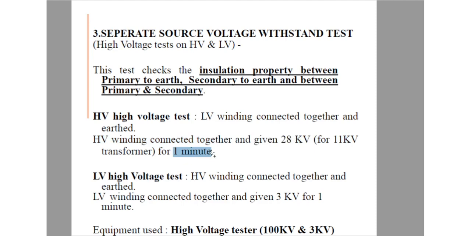Now if we are interested to conduct low voltage high voltage test, at the low voltage side we have to conduct the test. It means that high voltage winding connected together and it should be earth, and LV winding, low voltage winding, is connected together and given the nominal value, that is called as 3 kilovolt for 1 minute. And the equipment used for performing this test is high voltage tester of the rating of 100 kilovolt and 3 kilovolt. So that is called as a separate source voltage withstand test.